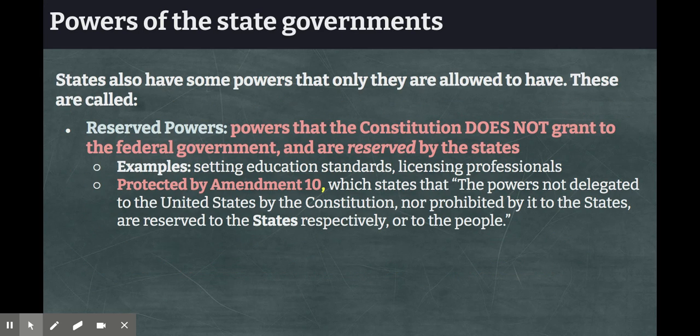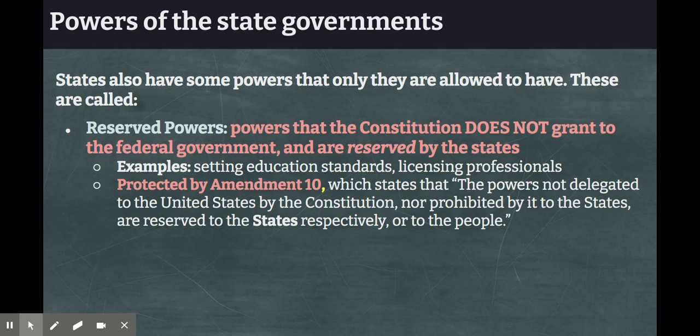All right, now what powers do the states have? So the states also have some powers that only they are allowed to have, and these are called reserved powers. And the definition is powers the Constitution does not grant to the federal government and instead are reserved by the states. Now, these are protected by the 10th Amendment, which we looked at a little bit in class when we looked at the Bill of Rights. And that says that the powers not delegated to the United States by the Constitution, nor prohibited by it to the states, are reserved to the states respectively or to the people.